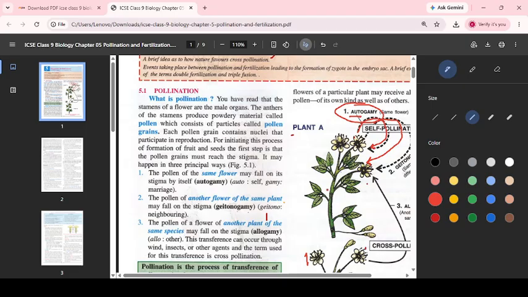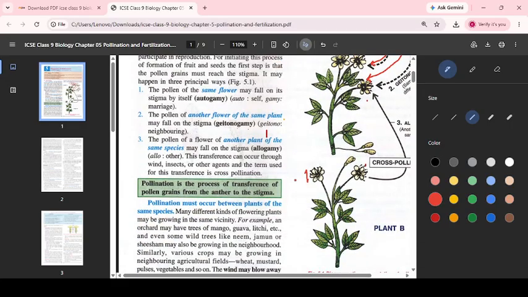Then another diagram is there where you can see the transfer of pollen grain is taking place between two different flowers of two different plants. Then it is called as cross-pollination or xenogamy. So depending upon the condition, we can classify pollination into two, where first is self-pollination and second is called as cross-pollination. So this is the example of self-pollination and this one is the example of cross-pollination. In self-pollination, we have two types. First is called as autogamy and second is called as geitonogamy.